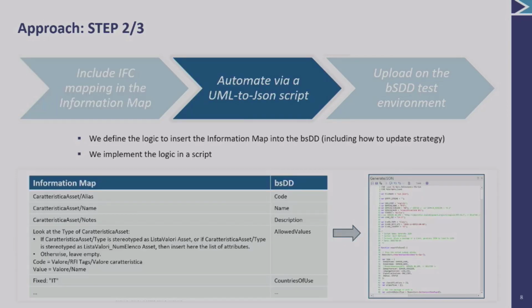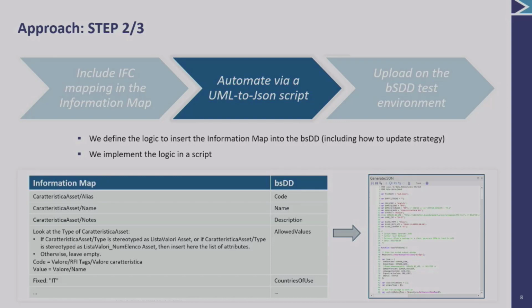After that, we had the model on one side with the mapping, and then we had the data structure for the bSDD, which are basically two data models with different organization of data. So we needed to understand if, for example, a name that appeared as a value in their model could be mapped to something else in the bSDD. So we defined the strategy on how to insert their information map into the bSDD.